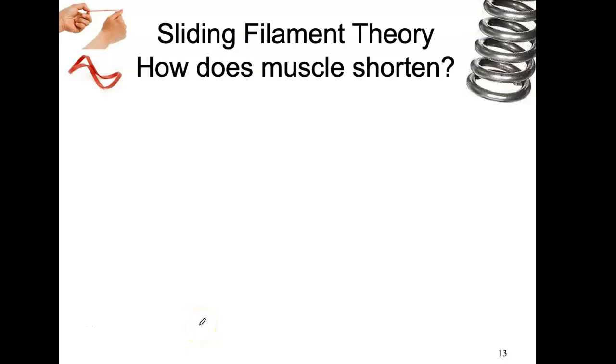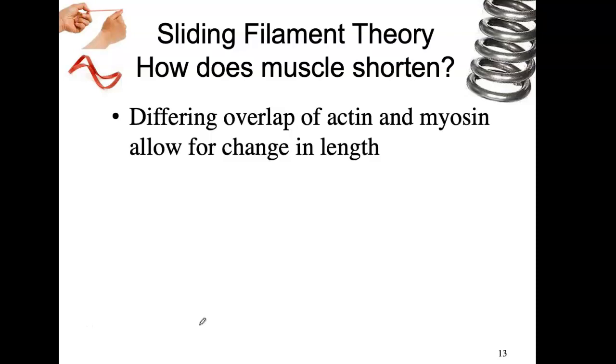Welcome to Muscle Part 2. We're now talking about the sliding filament theory, continuing on from the previous one. So we're thinking about how it is that muscle shortens. I started by telling you that there was differing overlap of actin and myosin, and that is what was going to allow for the change in length.